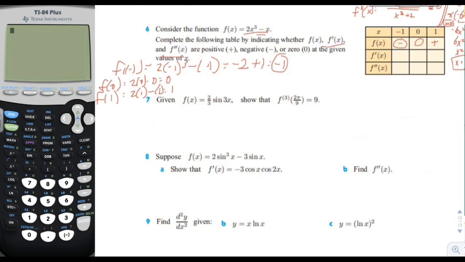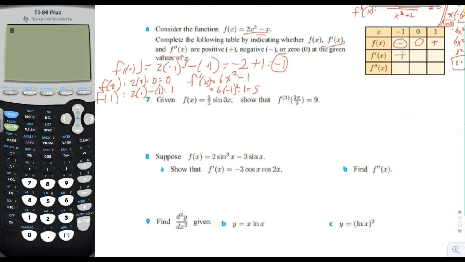F dashed of x. Okay, so let's find f dashed of x first. We don't know that. F dashed of x would be the derivative of 2x cubed minus x, which would be 6x squared minus 1. And what if we put negative 1 in there? Then we would have 6 times negative 1 squared minus 1, which would be equal to 6 minus 1 is 5, which was positive 5. So that would be positive.